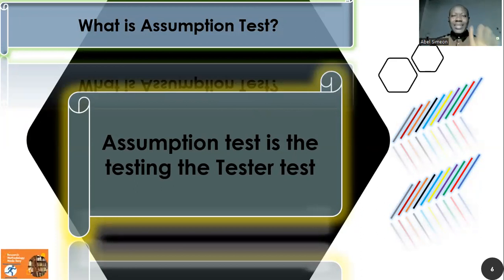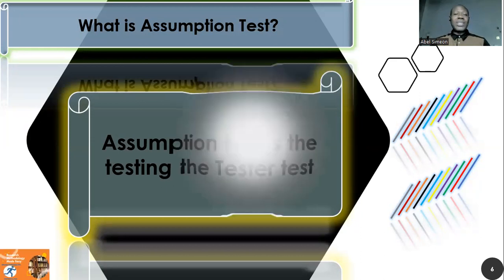Let's look at the types of assumption tests. I have 11 types of assumption tests. These 11 types are very necessary. There are more than that, and you can carry out as many as you want, but these ones are basic. They are very necessary. Number one is the one sample t-test.